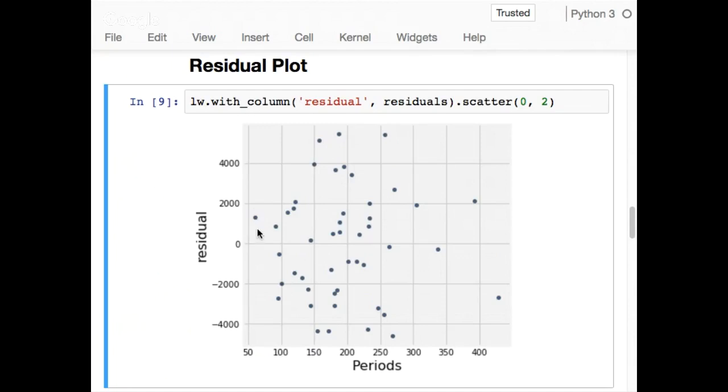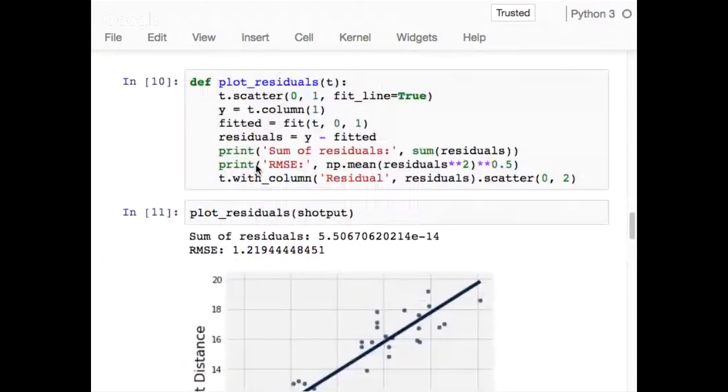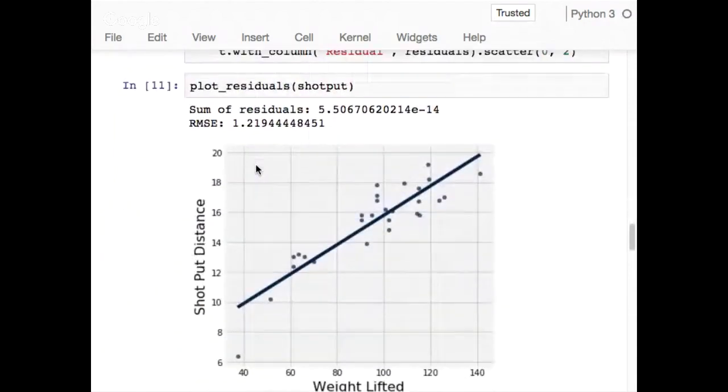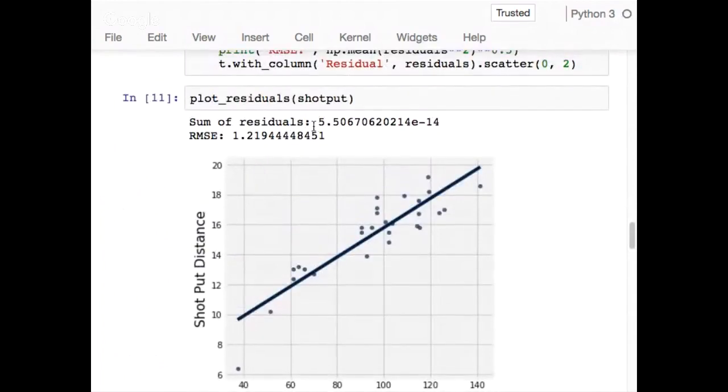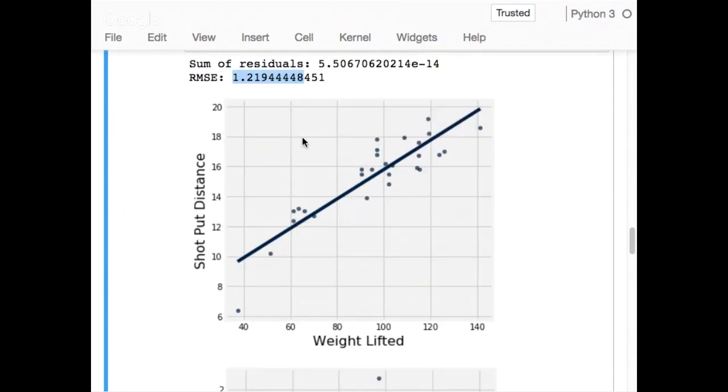It looks like there's roughly the same amount of points above 0 as there were below 0. So we can see from this residual plot that the linear model seems to be a good fit for my data. So here we go, run that. And this is the same function that we had before. All it does is it takes the sum of my residuals, which is about 0, looks at the root mean squared error, and also plots them.